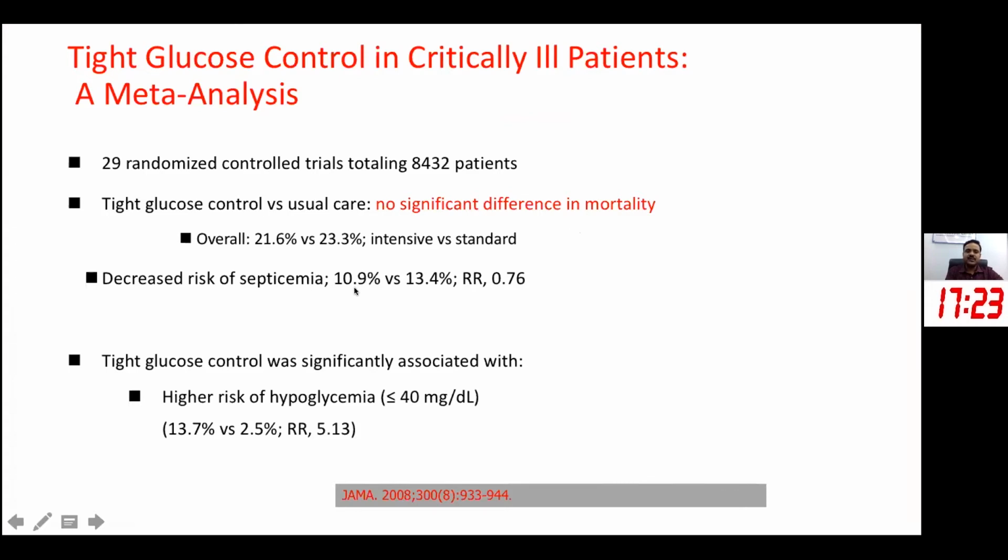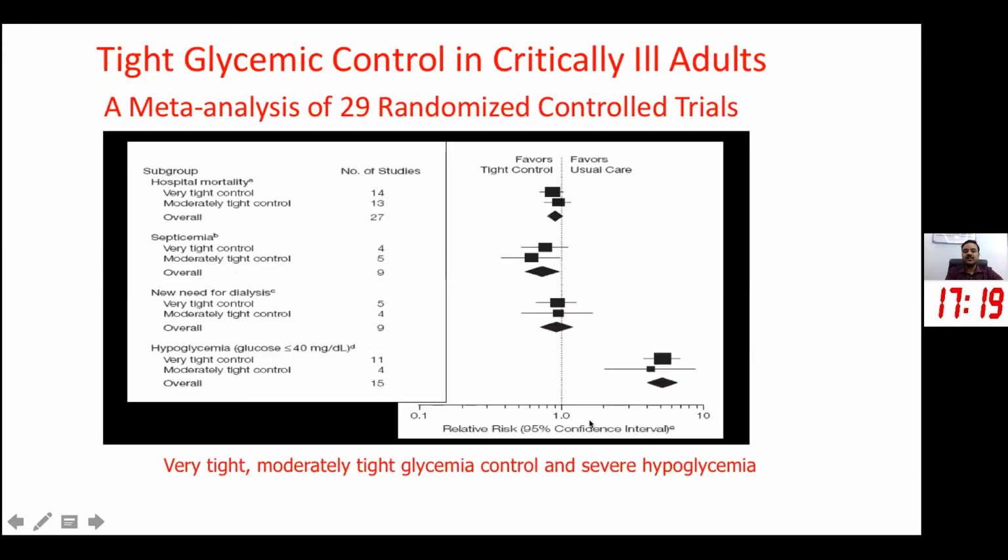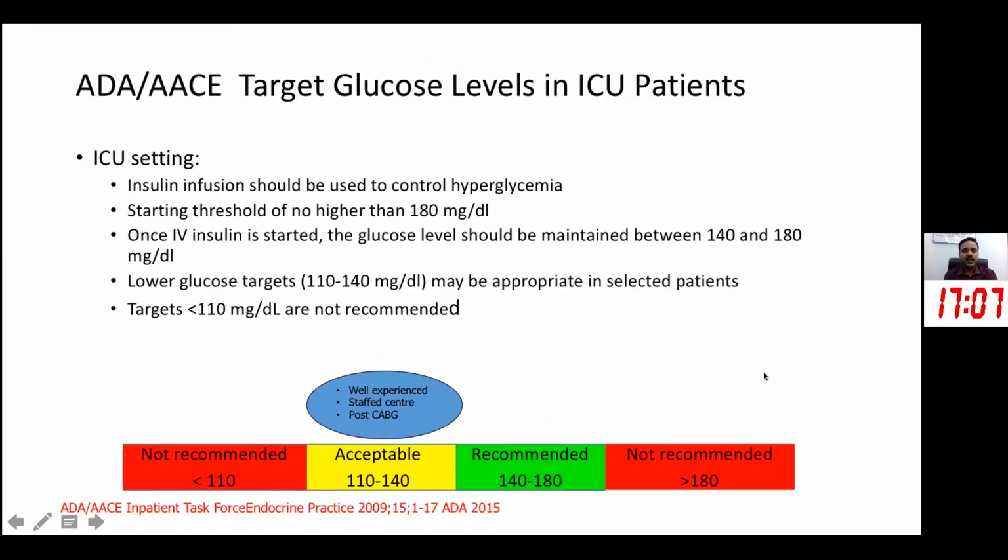The risk of septicemia was numerically lower, but the chances of hypoglycemia was significantly higher. And for that reason, you can see the forest plot, the hypoglycemia is significantly higher, whereas the mortality benefit and septicemia are nearly equal in tight versus non-tight control. So for that, till now, we follow the same guideline what has been postulated in AACE in 2009, that in the ICU setup, insulin infusion should be used to control the hyperglycemia.